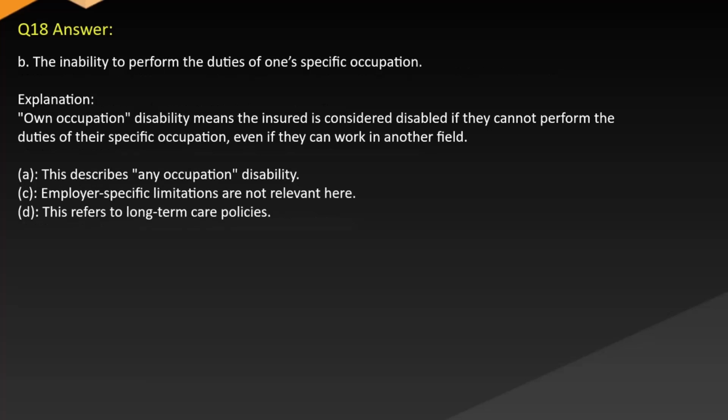Answer B. The inability to perform the duties of one's specific occupation. Explanation: own occupation disability means the insured is considered disabled if they cannot perform the duties of their specific occupation, even if they can work in another field. A. This describes any occupation disability. C. Employer-specific limitations are not relevant here. D. This refers to long-term care policies.